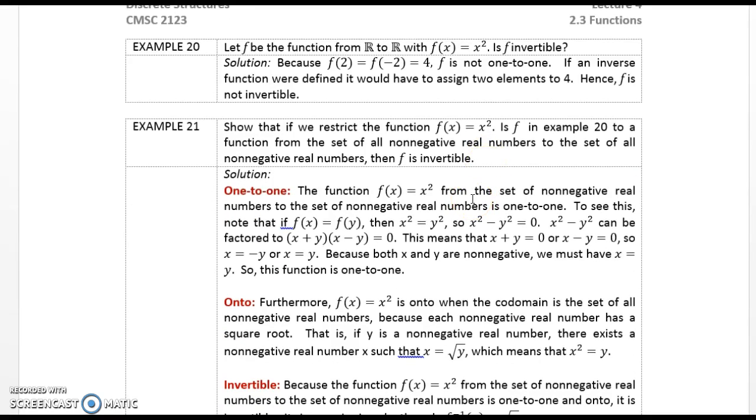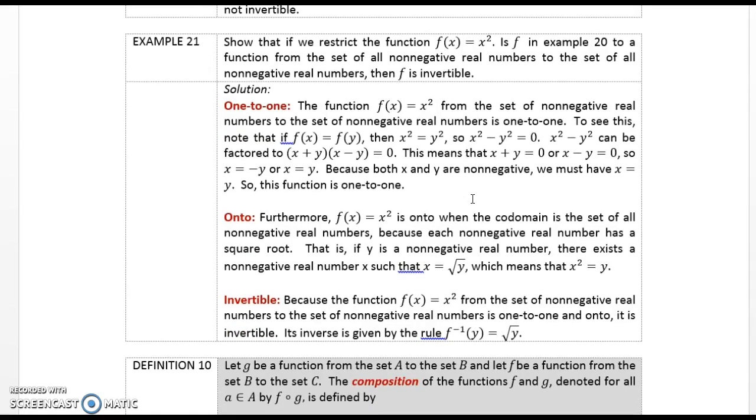Example 20. Let f be the function from the reals to the reals with f(x) = x squared. Is f invertible? Solution. Because f(2) = f(-2) = 4, f is not one-to-one. If an inverse function were defined, it would have to assign two elements to 4. Hence, f is not invertible.